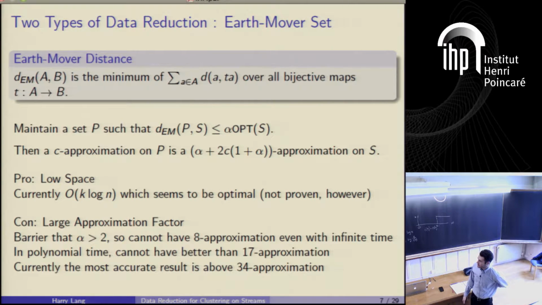There's a really simple lower bound for that. Even if you run a brute force solution, trying exponential time to find the perfect solution on P, you're never going to beat an 8 approximation for the original stream. Even more so, if you run a polynomial time algorithm, you won't be better than 17. The best result is due to Guha and some other authors, and it's a 34 approximation. So there's low space, but you're suffering on approximation factor.